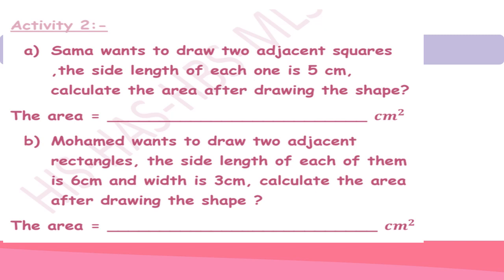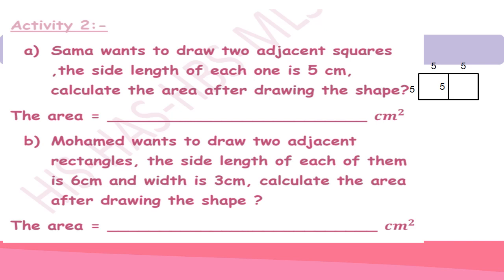Activity number 2. Sama wants to draw two adjacent squares. Adjacent means close to each other, by each other, like this. These are two adjacent squares. The side length of each one is 5, which means like this, all sides equal 5. I want to get the area of this shape after drawing.